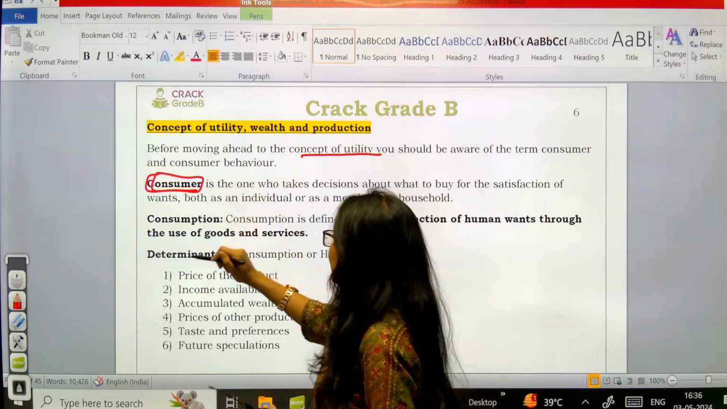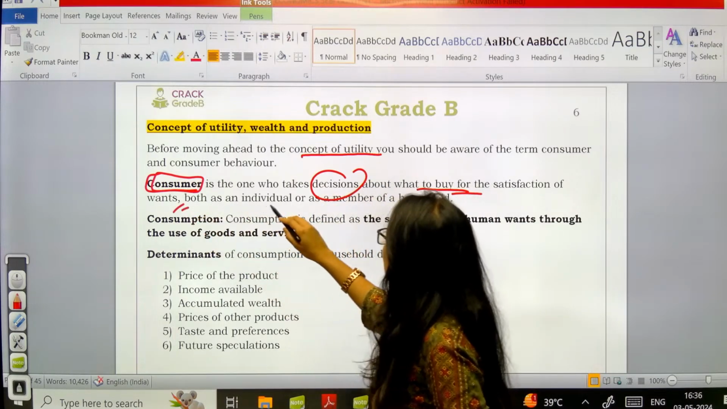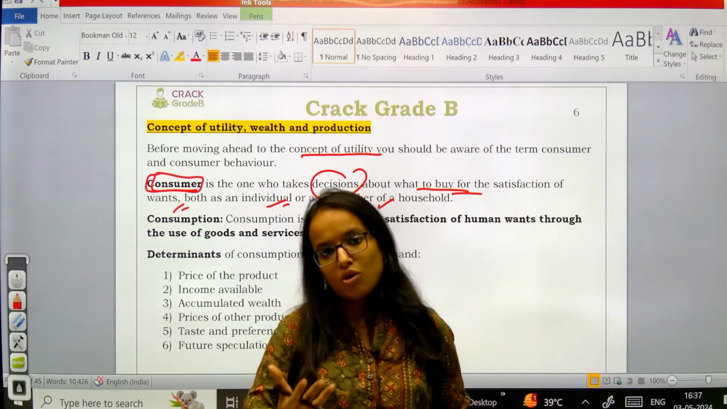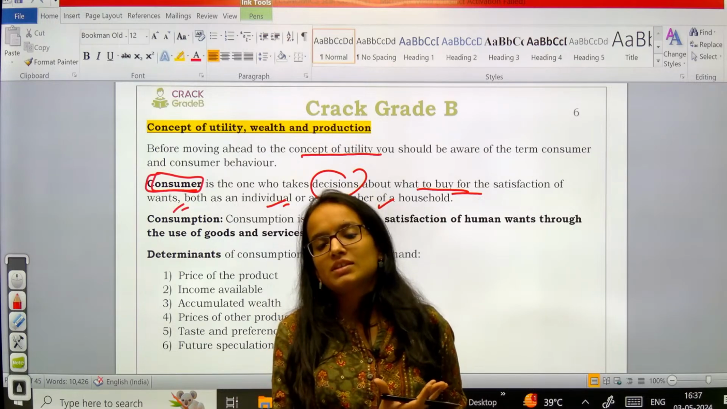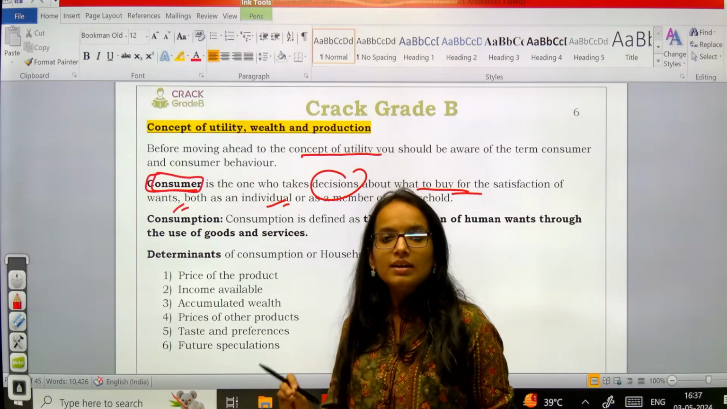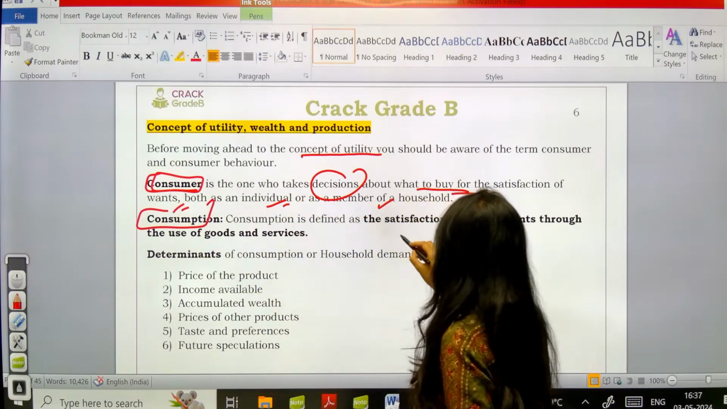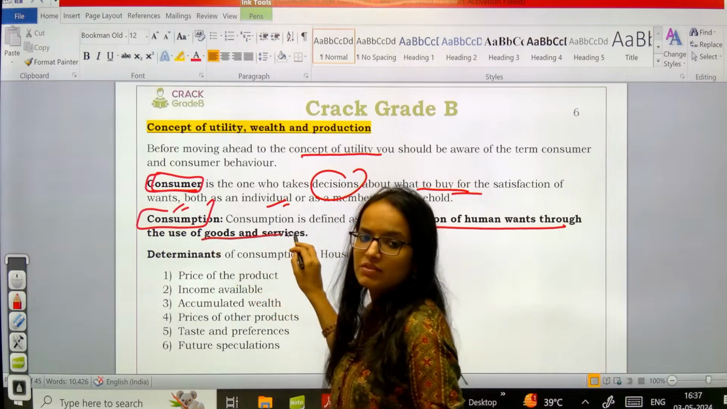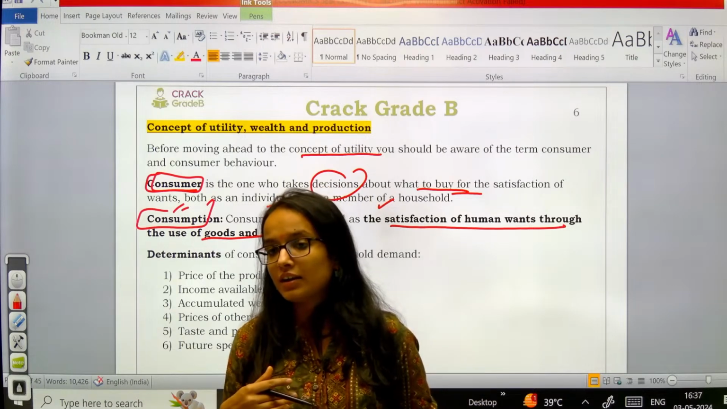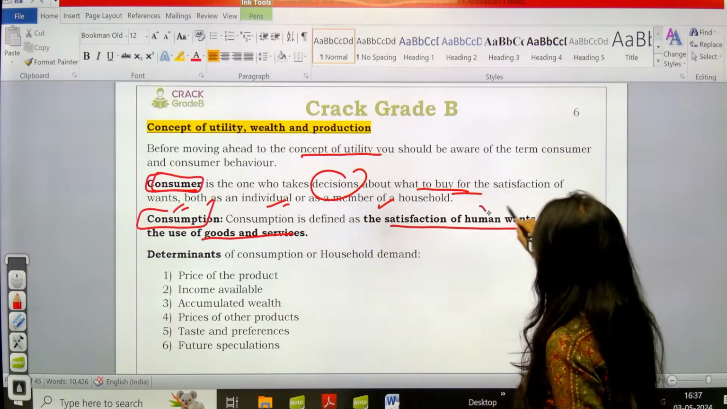So who is a consumer? A consumer is one who takes decisions about what to buy for the satisfaction of wants, both as an individual or as a member of a household. You can consider a family, a household as a particular unit or as a consumer, or you can consider an individual as a consumer as well. So a consumer is one who buys something, who consumes something for his or her own satisfaction. Simple definition of consumer. What is consumption? Consumption is defined as the satisfaction of human wants through use of goods and services. Why do we consume? Because we want to satisfy our needs. If we are hungry, we want to satisfy our hunger. If we are thirsty, we want to satisfy our thirst. So consumption is the satisfaction of human wants.